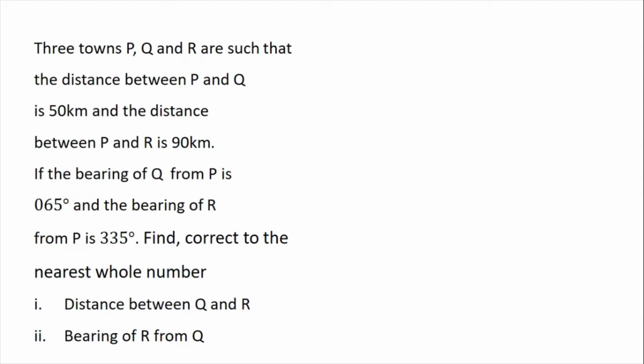Now this time we are going to represent this information on a diagram as we've been doing all along. So after you've read the question, you draw an appropriate diagram for the question. It says that the bearing of Q from P is 65 degrees. We can represent that on a diagram. So the bearing of Q from P is 65 degrees, as can be seen here. And the bearing of R from P is 335 degrees.